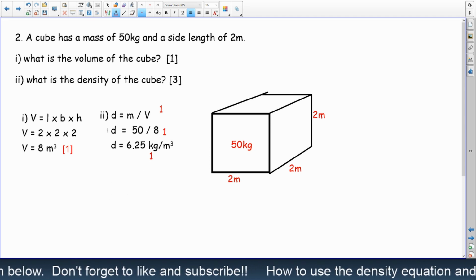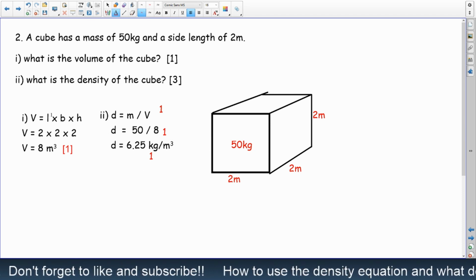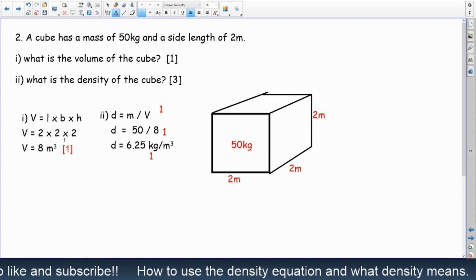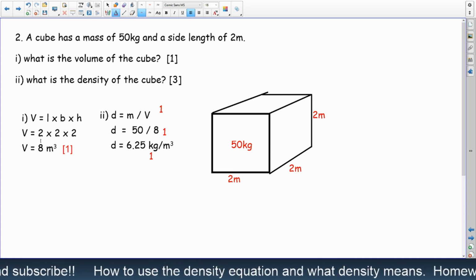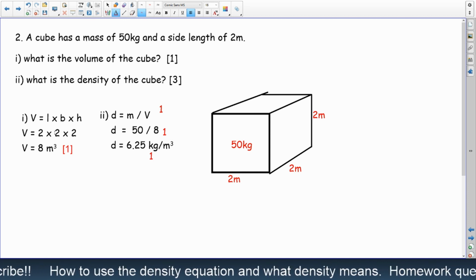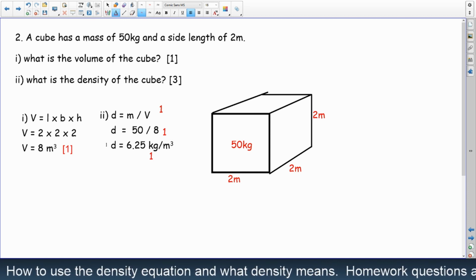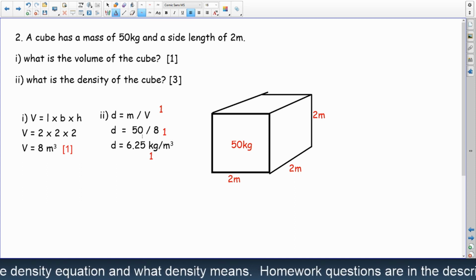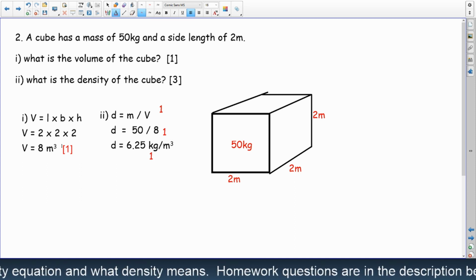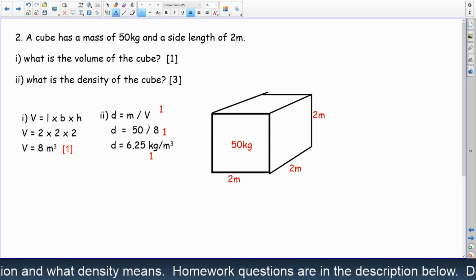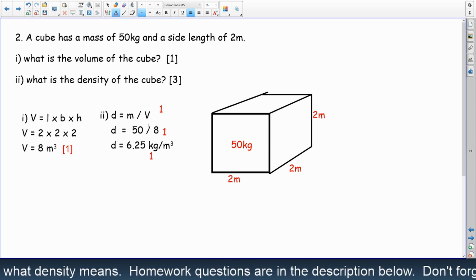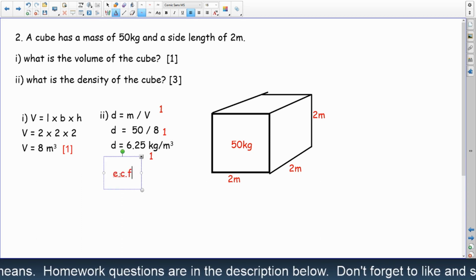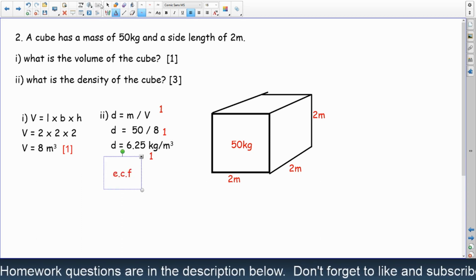Now, error carried forward here. If you somehow had a brain fade and couldn't get the volume of this cube, you did 2 by 2 maybe and got 4, you get 0 marks obviously for this bit. But if you had a mistake here for the volume and you used it in here, you could still get 3 marks total for this because you have to use your previous answer to get this answer. And it wouldn't be fair to penalise you twice. This is called an error carried forward and is marked in exams as ECF, error carried forward.